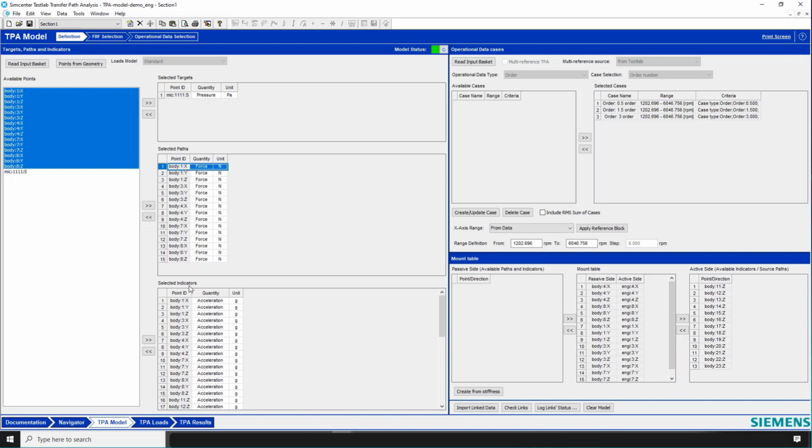And then indicators, the word indicator kind of sounds like indirect. If you do not have the forces directly, you can set up, I'm going to use acceleration, on each side of the mount in order to calculate the force. And over here, under this mount table, I can say, here's the body side, engine side, and what they correspond to, and identify those things.